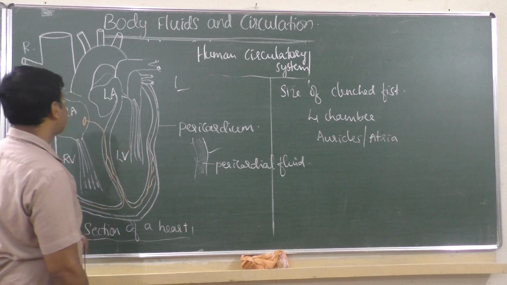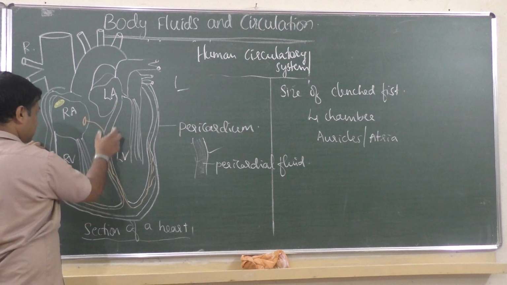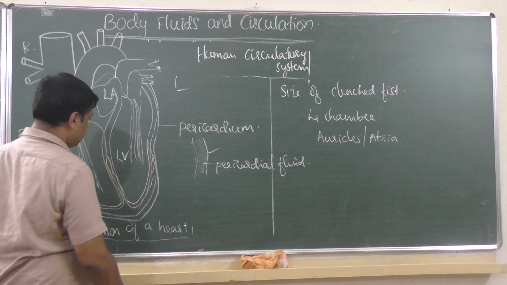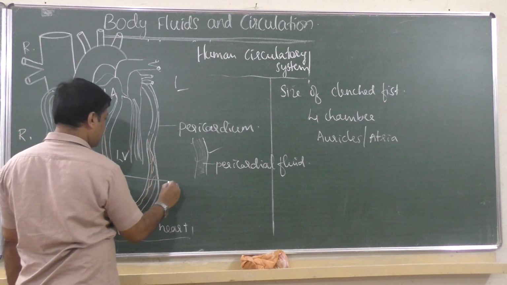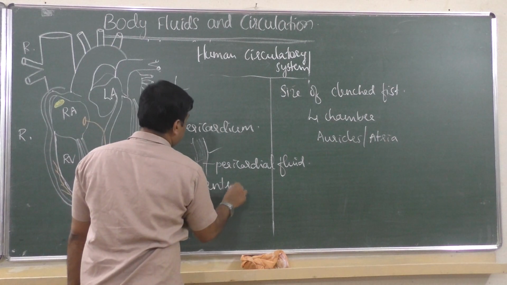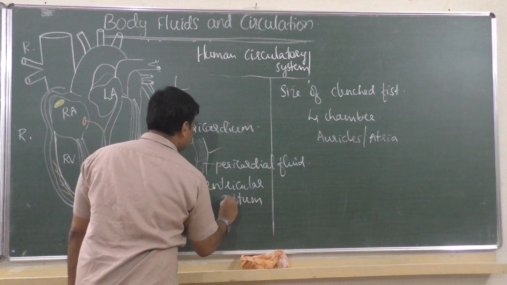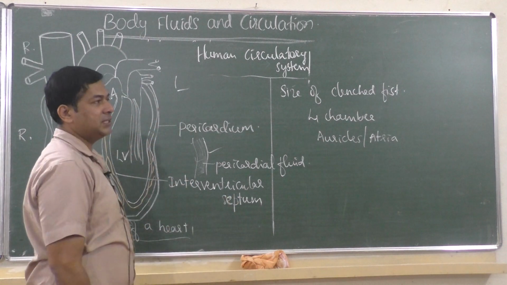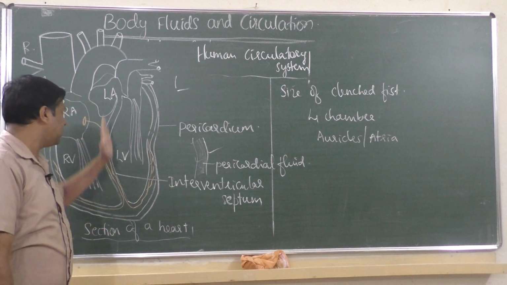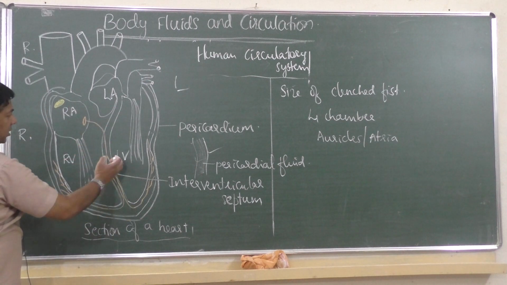Then in the middle, you see this line, that is a dividing wall which separates the left part of the heart from the right part of the heart. That is called the septum, and it is called the interventricular septum. This is not an English word. Septa means cross wall or dividing wall. If you divide the heart in the middle, this is the left part, this is the right part. So the septum is like a wall which separates the left part of the heart from the right part.